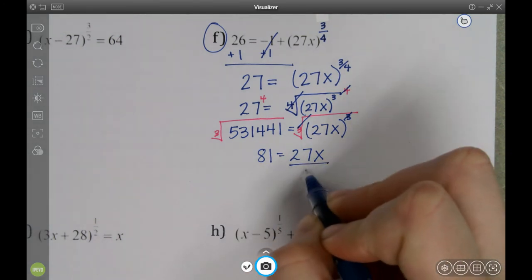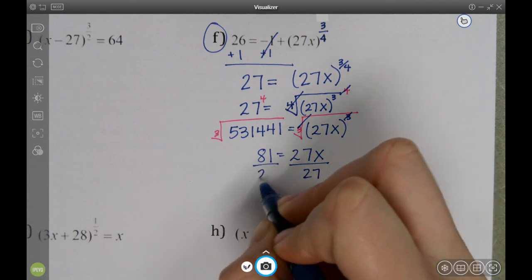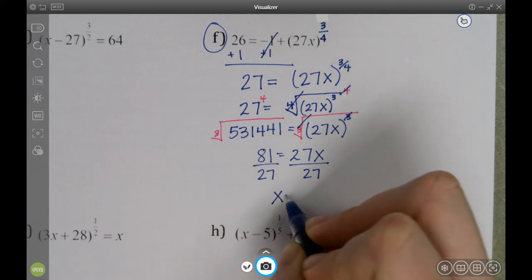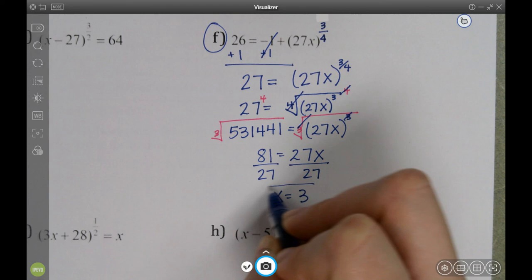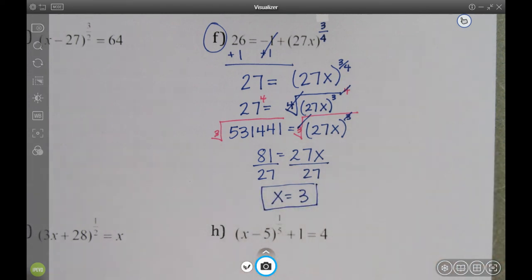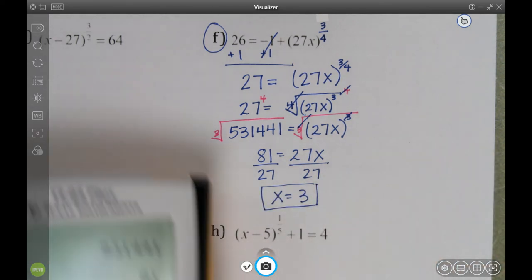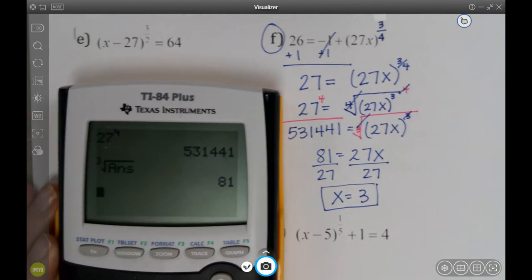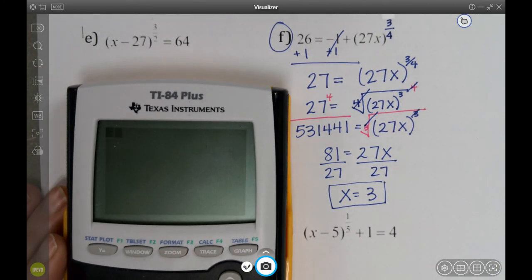Yay. Divide by 27, and then the answer is x equals 3. Well, you gotta check it. Yes. Check it. So -1 plus 27 times 3 raised to the 3/4 power. Did it work?